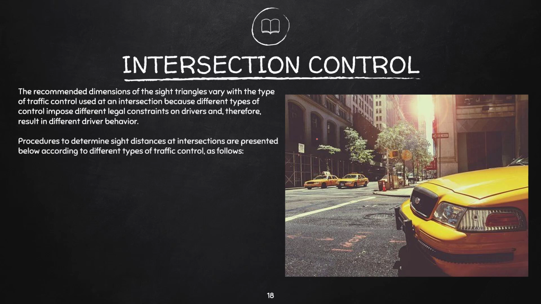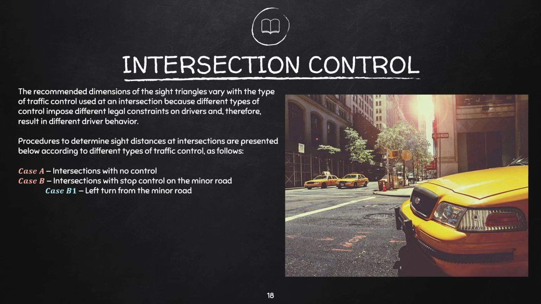Procedures to determine sight distances at intersections are presented below according to different types of traffic control as follows. For case A, these are intersections with no control. Case B, intersections with stop control on the minor road. Stop control means a stop sign on the minor road. There are three subdivisions of case B. B sub 1, left turn from the minor road. B sub 2, right turn. B sub 3, crossing maneuver from the minor road.